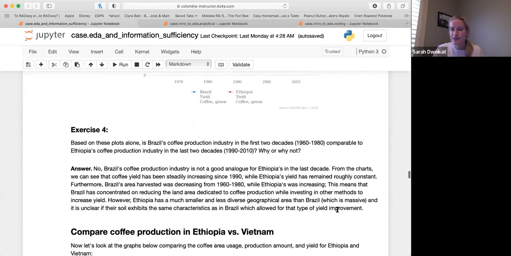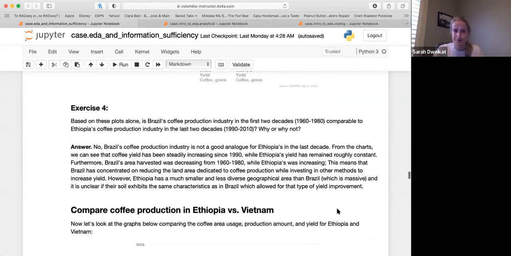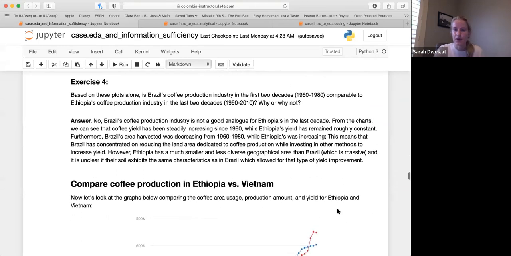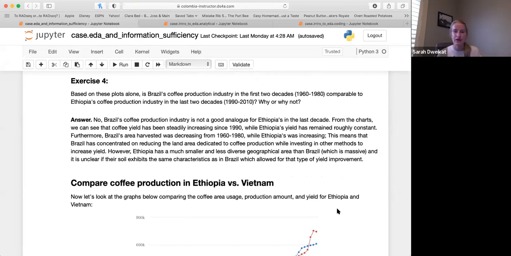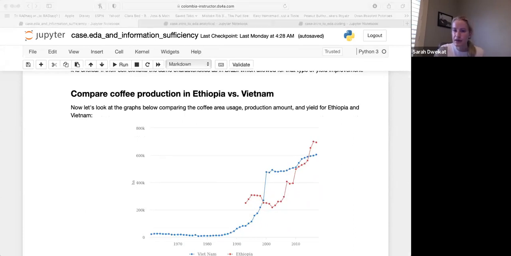But based off of this data, we would not say that it's the best analog for Ethiopia, or a good model that we should continue to analyze. And a lot of that comes from Brazil actually decreasing the amount of land that they wanted to use for coffee production, and Ethiopia was kind of increasing. So let's actually now switch to Vietnam. And I just want to clarify, pause here. Does this make sense for why we aren't using Brazil as our analog?